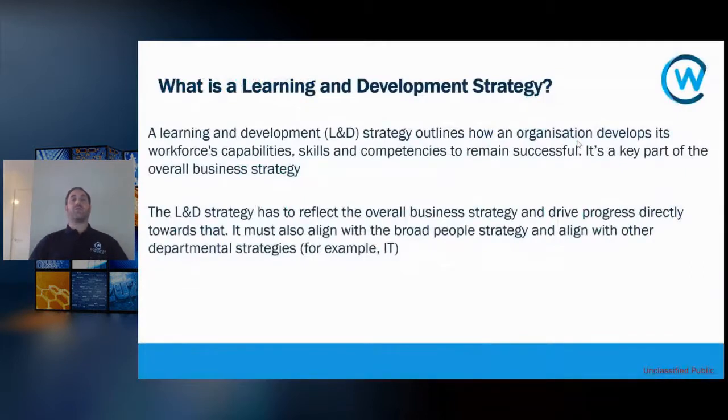So first and foremost, it's important to understand what a learning and development strategy is, which essentially is a strategy that outlines how an organisation develops its workforce's capabilities, skills and competencies to remain successful. It's a key part of the overall business strategy. The L&D strategy has to reflect the overall business strategy and drive progress directly towards that. It must also align with the broad people strategy and align with other departmental strategies, for example, IT.